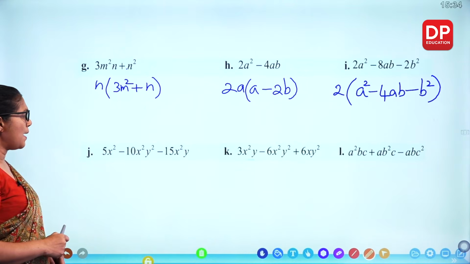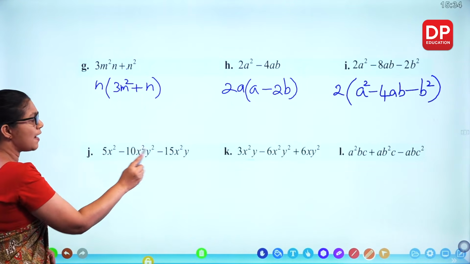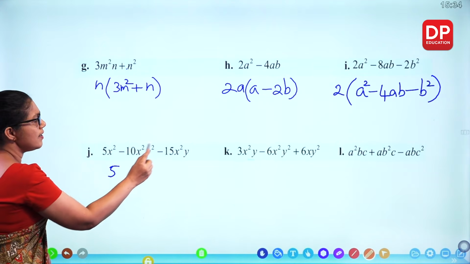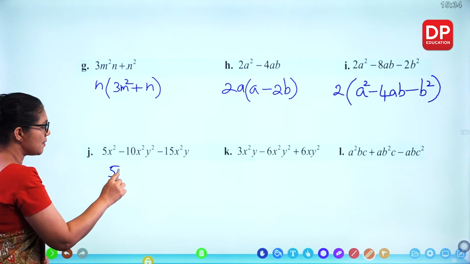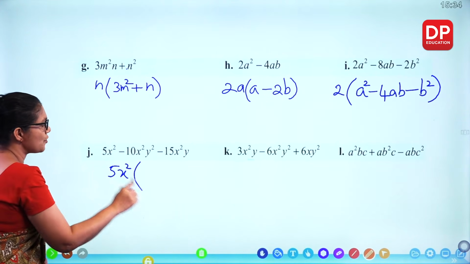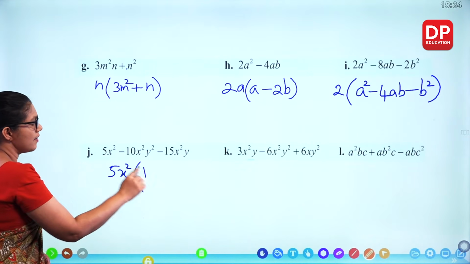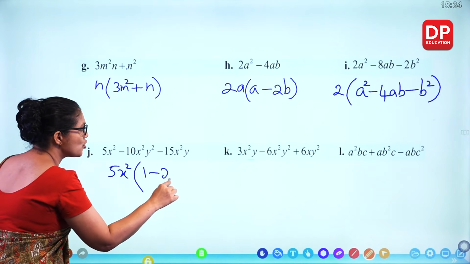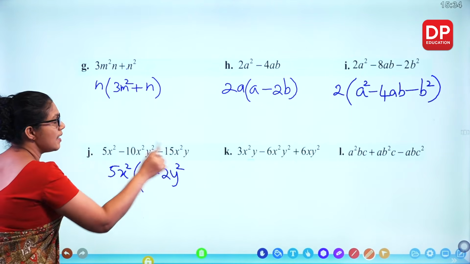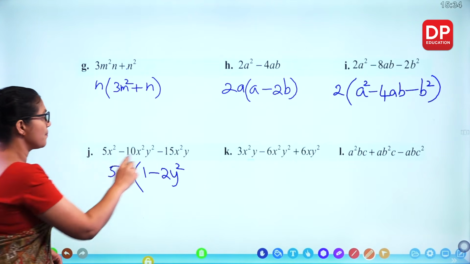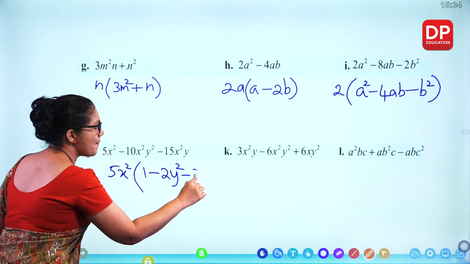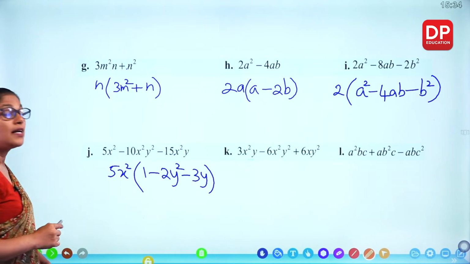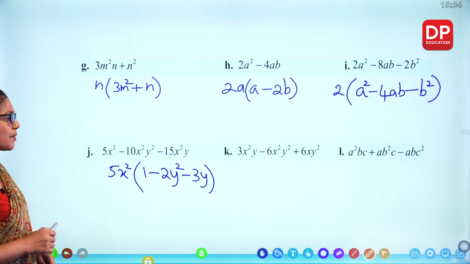Now look at the next part. 3 terms are there. I can see 5, 10, 15. 5 is common, x squared, in all 3 terms, I can take it out. What's remaining? 1 minus. When you take 5x squared from this, I get 2y squared. And what about the third term? I can write minus 3y because I have taken 5x squared out.